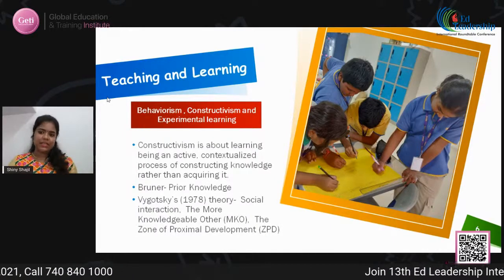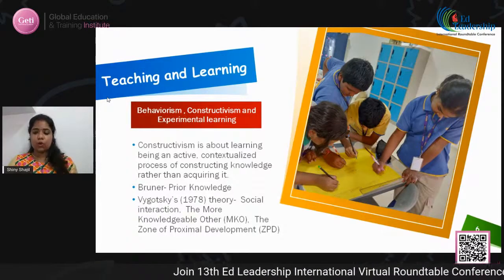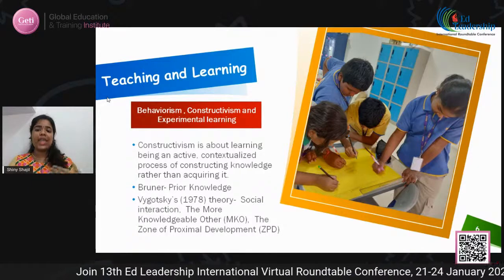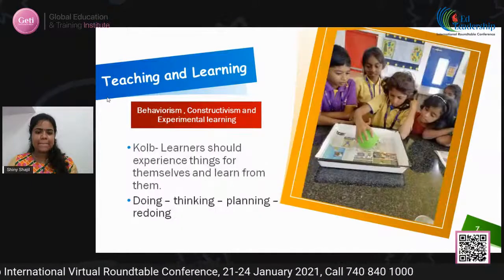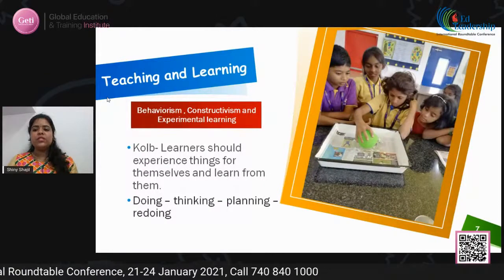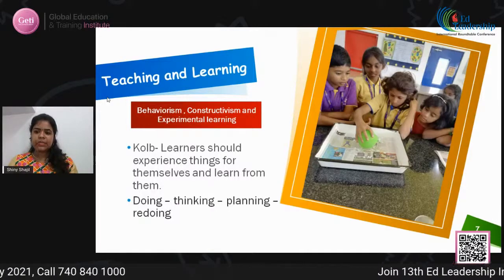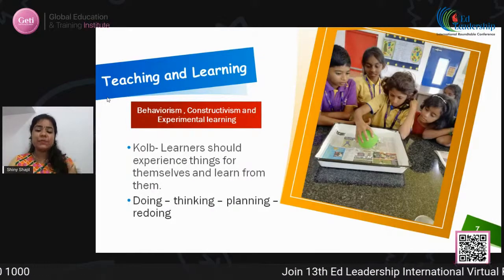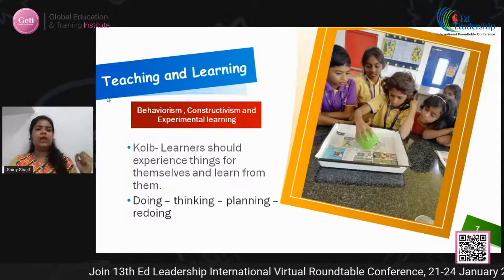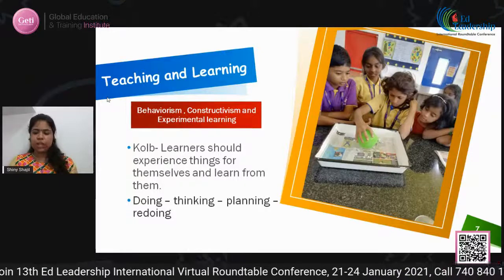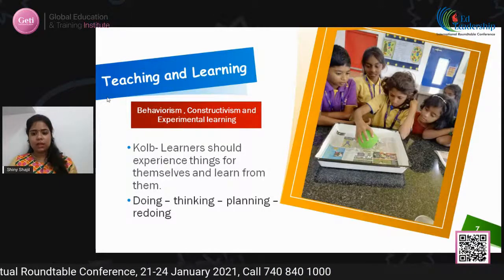But then came another scientist, Mr. Kolb. He proposed the concept of experiential learning. Mr. Kolb told that learning happens when children experience things. So it is not just if you have a more knowledgeable other, or just based upon information. If you allow children to experience things, they learn.